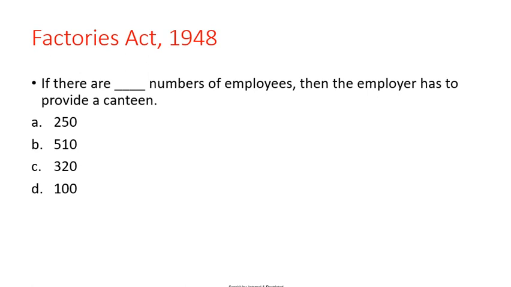Next question. If there are dash number of employees, then the employer has to provide a canteen. Options: 250, 510, 320, 100. Correct answer is 250.